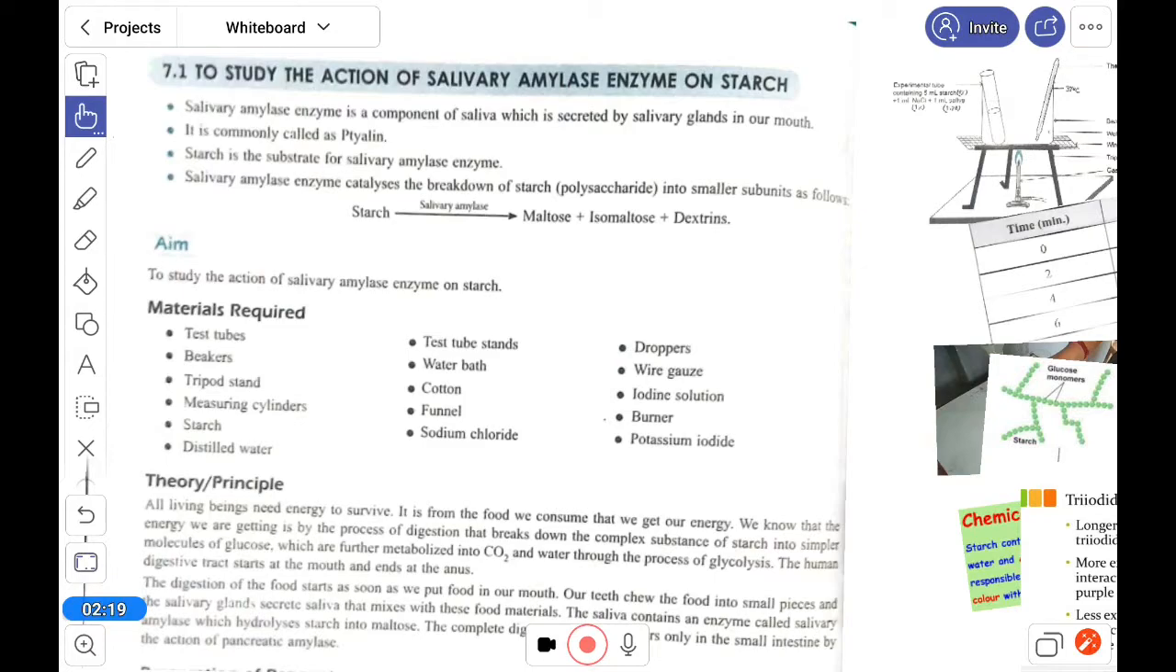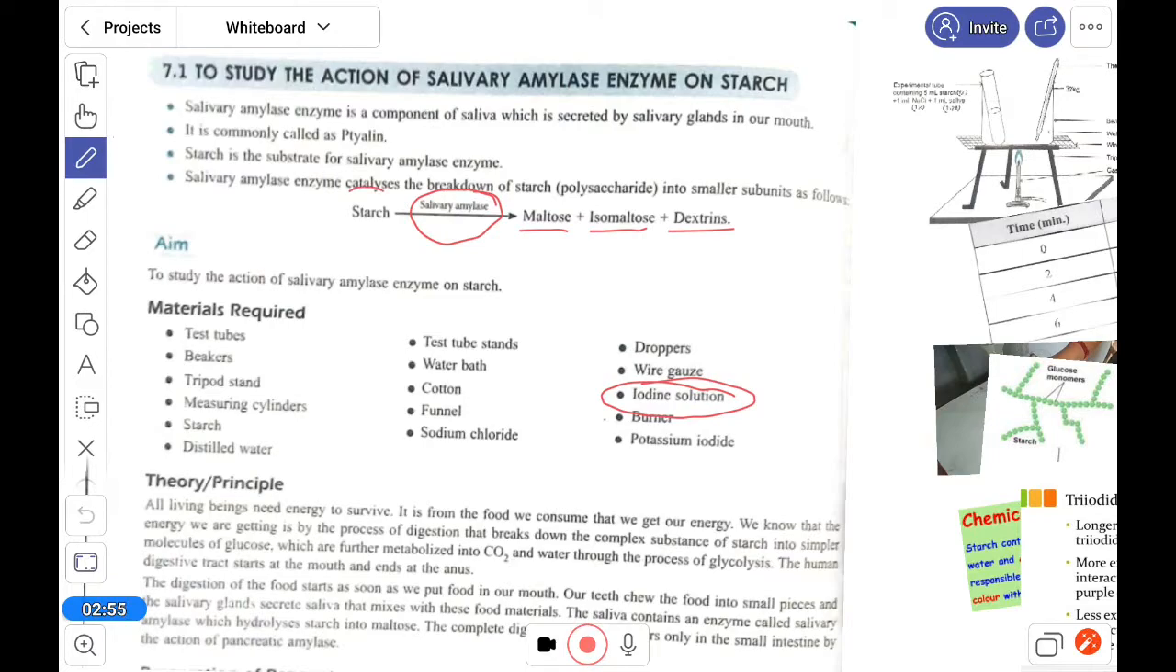Okay, we will take the starch and apply the salivary amylase. After that it will digest into maltose, isomaltose, and dextrin. But how can we understand that it is broken into simple carbohydrates? Here is the iodine test that you know. The iodine test can indicate that.